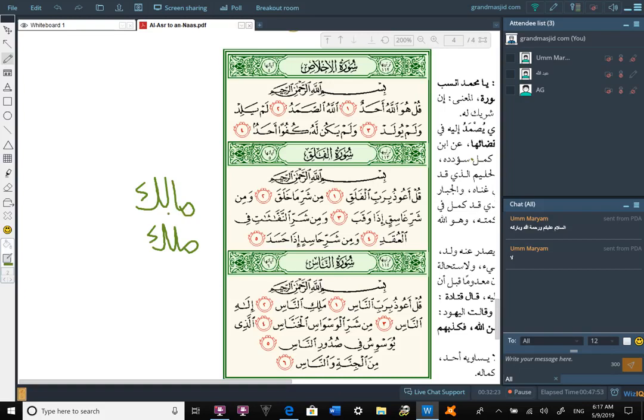Malik is the owner. Not everyone who owns something is the king of it. Right? Not everyone who owns something, and not everyone who's the king of something owns it. The people could get rid of that king. He doesn't own it. If it was really his, then they couldn't do so. Right? So here, Malikin Nas, the king of mankind. Ilahin Nas.